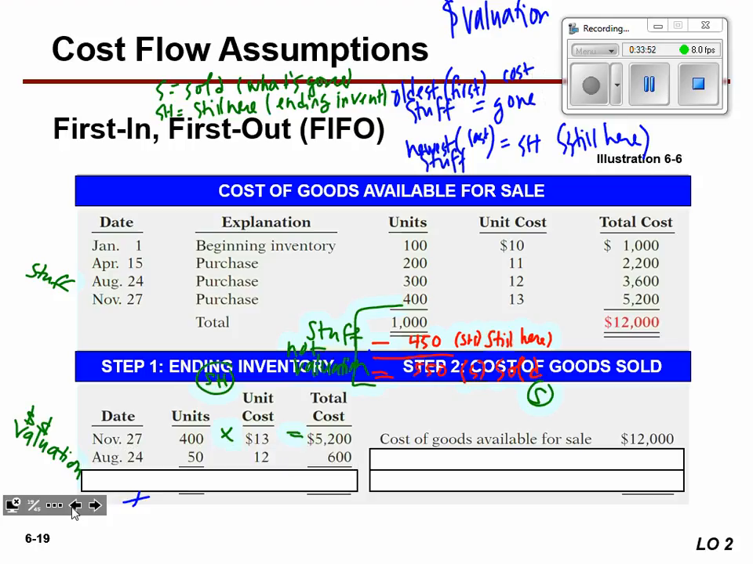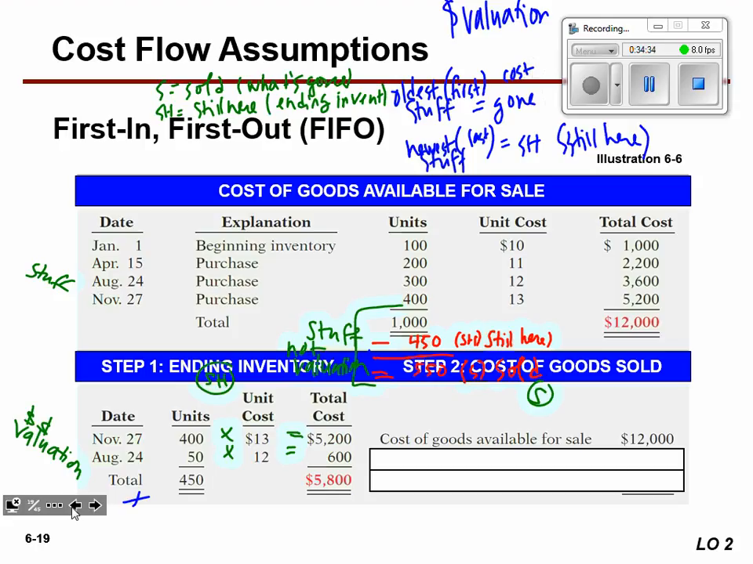The reason we are only going to use 50 of that 300 purchase is because somebody counted and figured out we only had 450 SH, still here, collecting dust. You still can take it times the $12 that you paid for those items to equal $600. If this part confused you, trust me, I'll get you there. The next line we would just say 450.